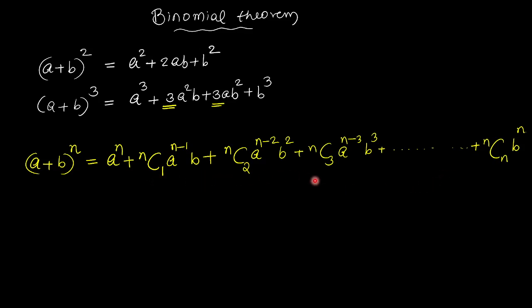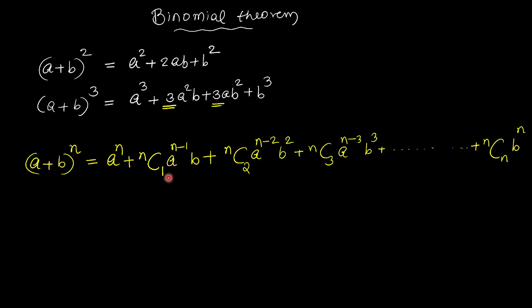How to memorize this expansion? Is there any way to memorize it? Does the term follow any particular pattern? Yes. The first term is a raised to n. In the next terms, coefficients nC1, nC2, nC3, we have an idea about coefficients. Second term onwards, there will be coefficients. I will clarify your doubts, but let me complete it. The coefficients are nC1, nC2, nC3, etc., nCn.